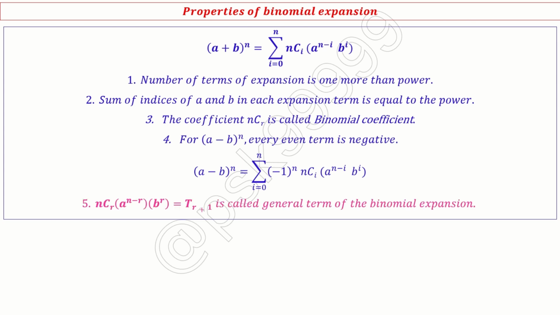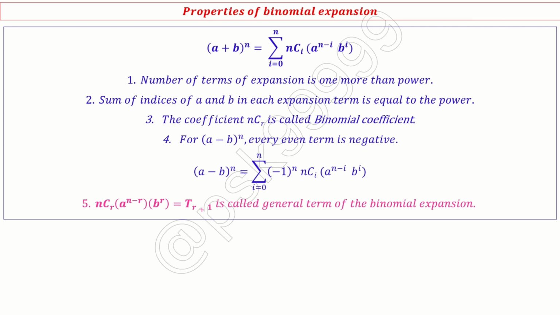Okay. Then nCr a to the power of n minus r, b to the power of r is called term r plus 1. This is called the general term of the binomial expansion. And note down here, general term is r plus 1, not r. The (r+1)th term is equal to nCr a to the power of n minus r, b to the power of r. Okay.